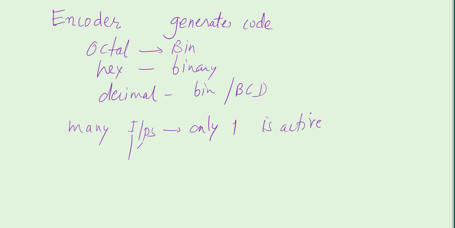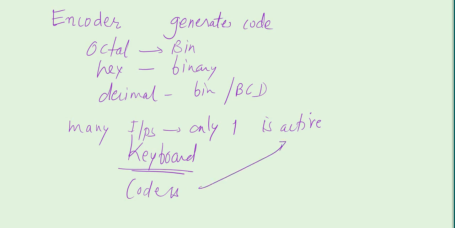For example, keyboard. Encoder is commonly used in keyboard. There are many keys, but the user presses only one key at a time. So the code is generated corresponding to the active input. For every active input, there is a separate code. In case of octal and hex, the corresponding binary numbers are the codes. In decimal also, the BCD code can be the code.